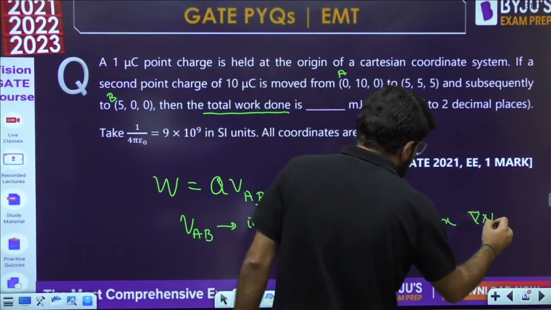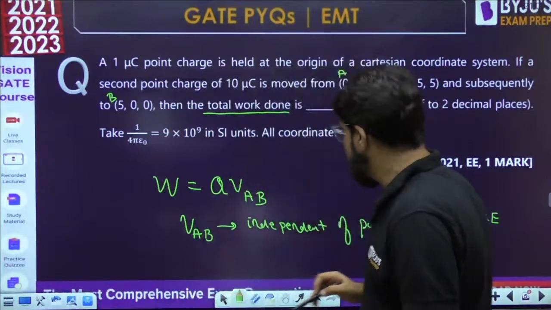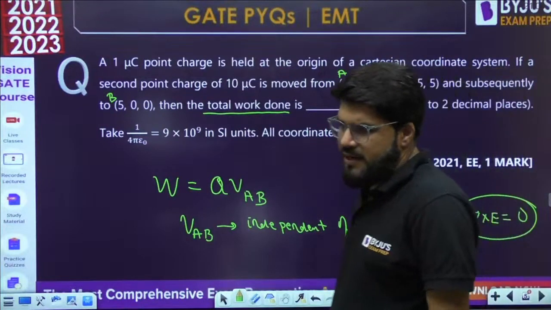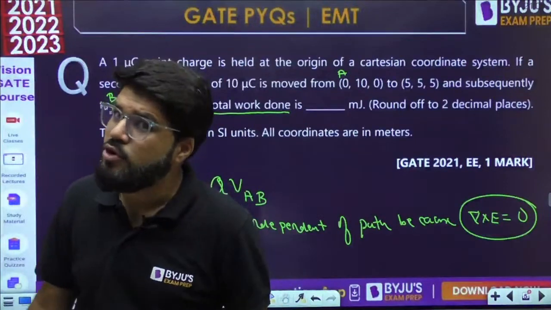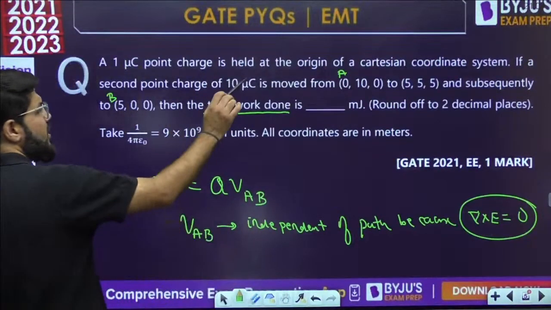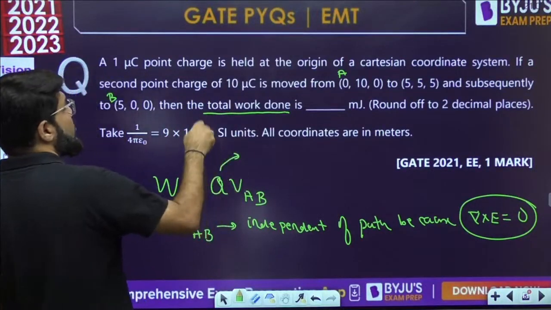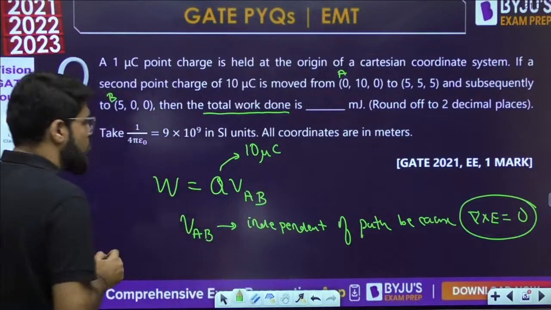Because the electrostatic field is a static field. This field is only due to a point charge, that is static in nature. So the electrostatic field is conservative in nature, and that is why its line integral, which will give you the potential, will be independent of the path. So you only need the initial point and final point. Q is the charge for which you are calculating the work done, that is the 10 microcoulomb charge.